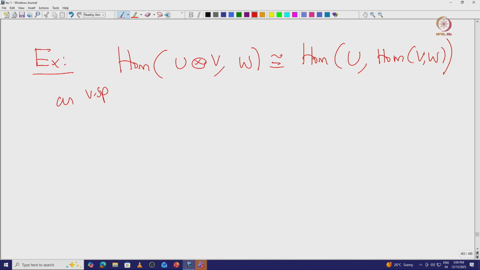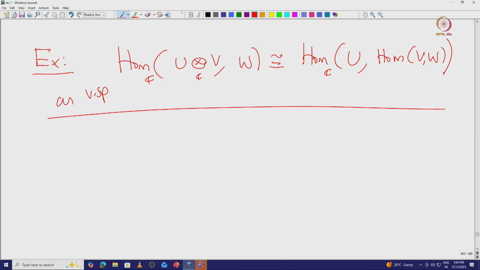Okay. So, maybe I will leave this as an exercise to prove, and this can again be proved using some universal properties of the tensor product and some natural maps. Maybe I will not get into this.